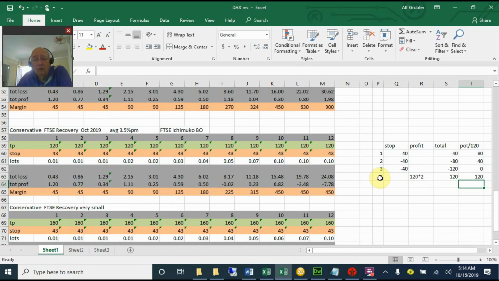Now let's say on trade 4, we hit the target, 120 pips. 120 times 2, because we have increased the lots on the 4th trade up to 2 times. So it's 120 times 2, which is 240, minus the 120 which we have lost. So our profit is 120 once again. But now, this cycle will start repeating itself, and it'll repeat itself 12 times. That's going to repeat itself all the way down.